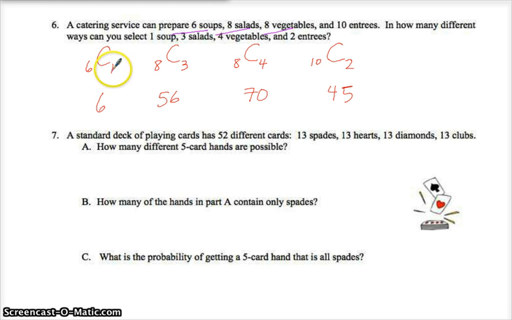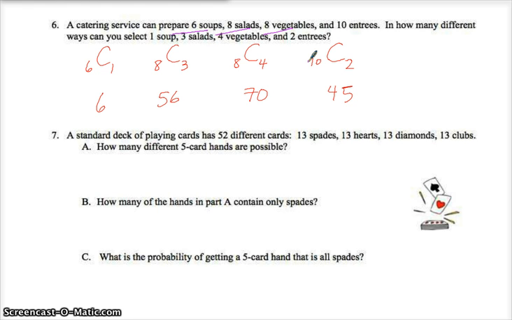So we're choosing 1 soup out of the 6 possibilities, 3 salads out of the 8 possibilities, 4 vegetables out of the 8 possibilities, 2 entrees out of the 10 possibilities. Now remember, what word would you use? Would you say we're going to have 1 soup or 3 salads or 4 vegetables or 2 entrees? No, you should be saying the word and. You want this and this and this and this.